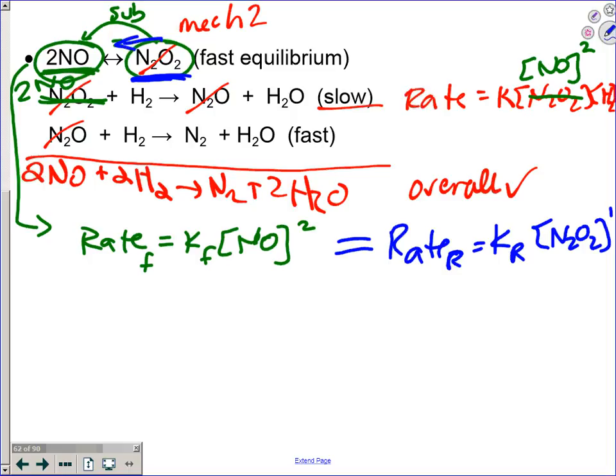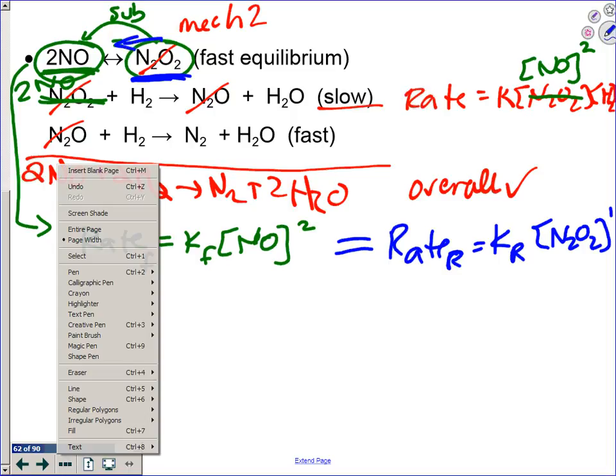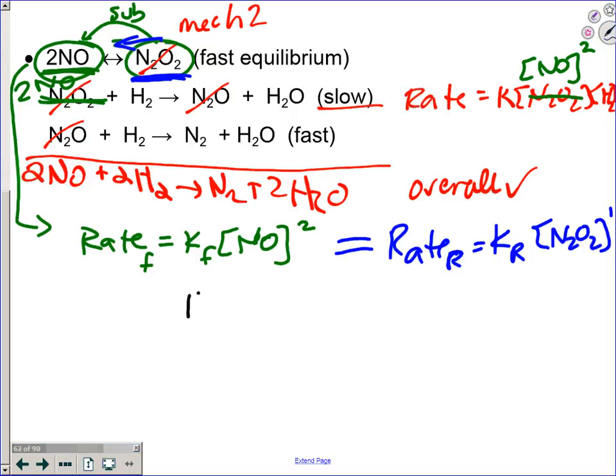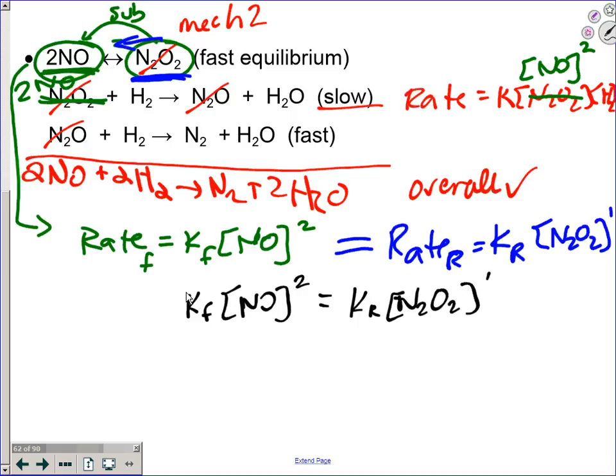So who cares about the rate? I'm going to pull the two K items together. So K forward of nitrogen monoxide to the second power is equal to K reverse of dinitrogen dioxide to the first. Okay? And I'm eventually going to get to the point where I want to sub in one of these concentrations for the other. So I want to find what this N2O2 concentration is by itself. So what do I need to do? Divide by K reverse on both sides.